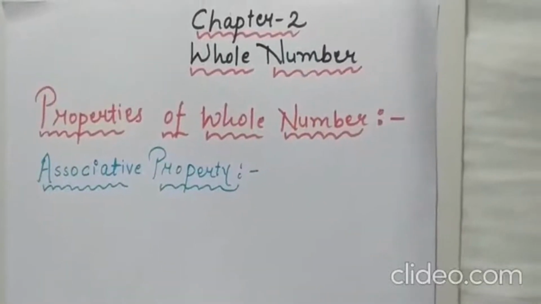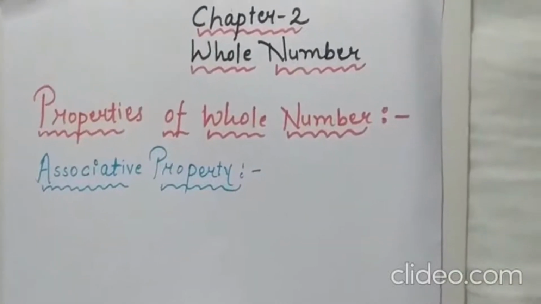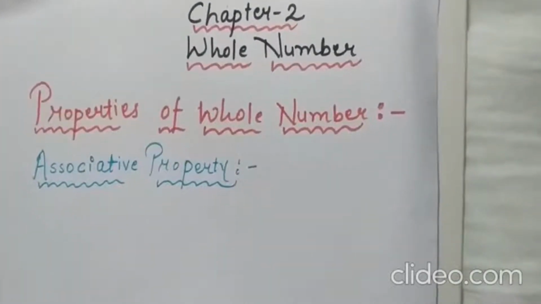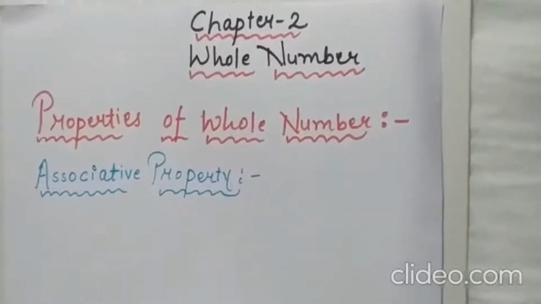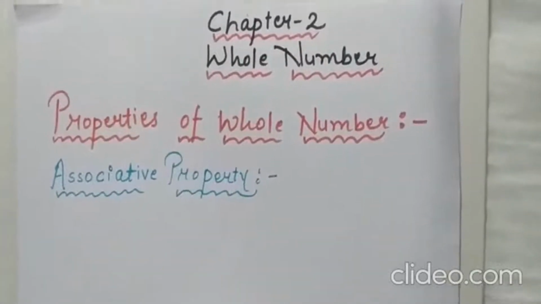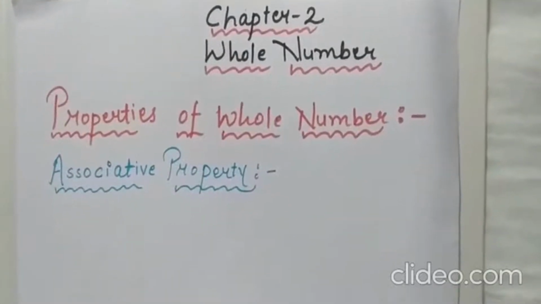Good morning, dear children. In the previous class, we discussed the introduction of whole numbers and the closure property of whole numbers. Now, in the second part, we will see the associative property and the commutative property of whole numbers. So, let's begin with the associative property of whole numbers.